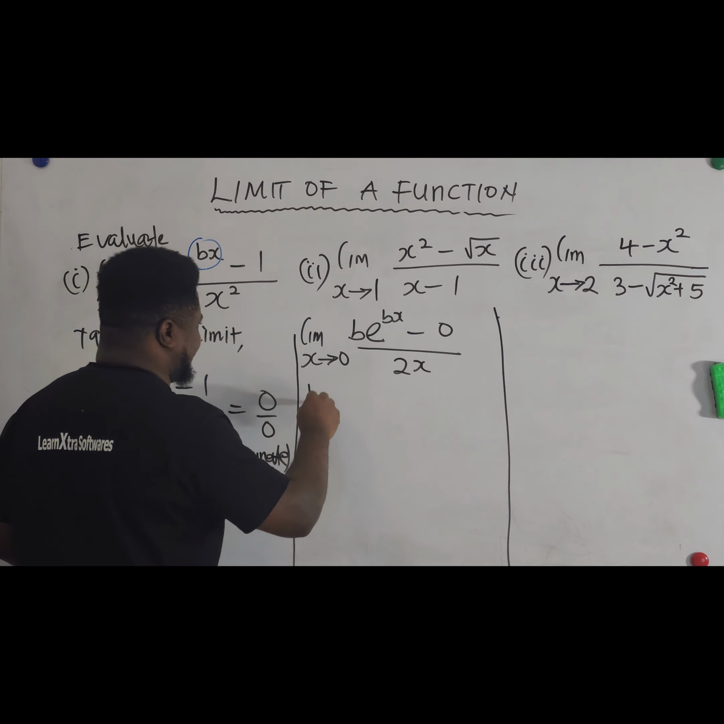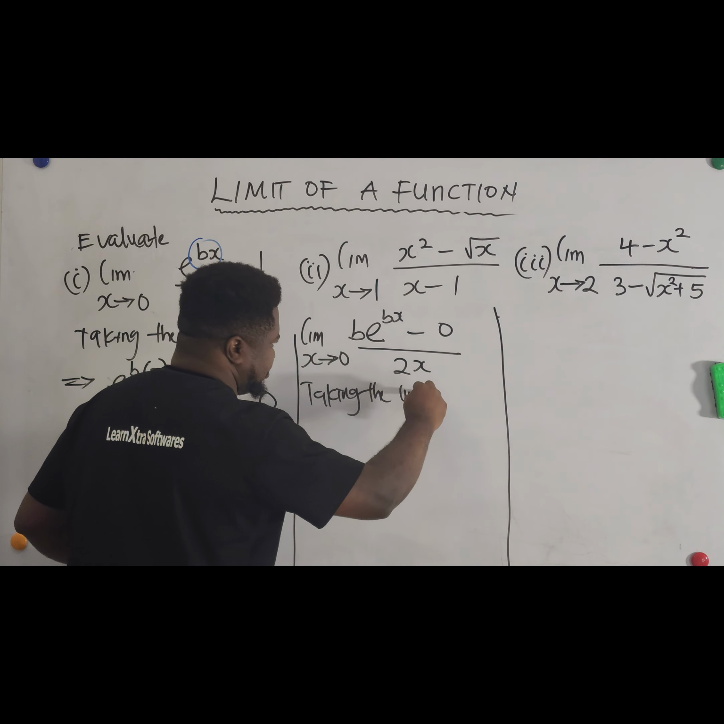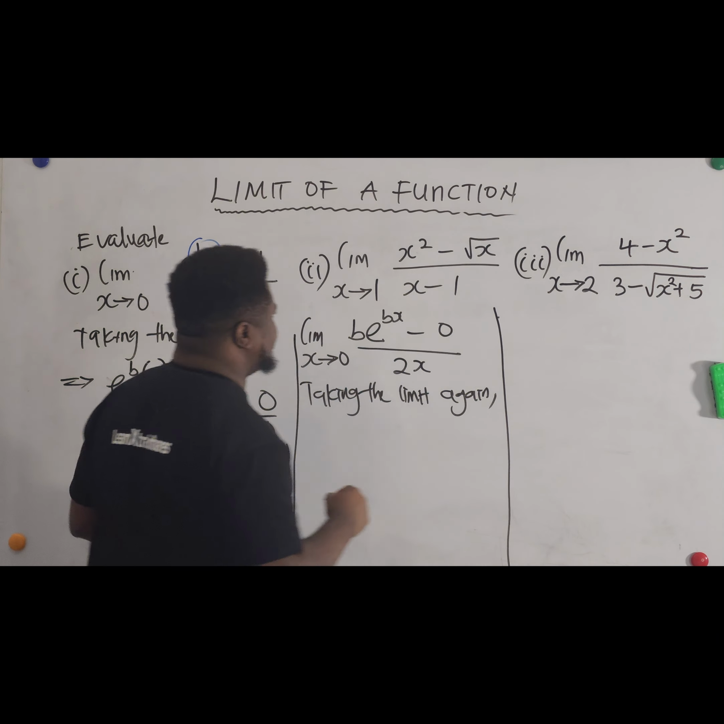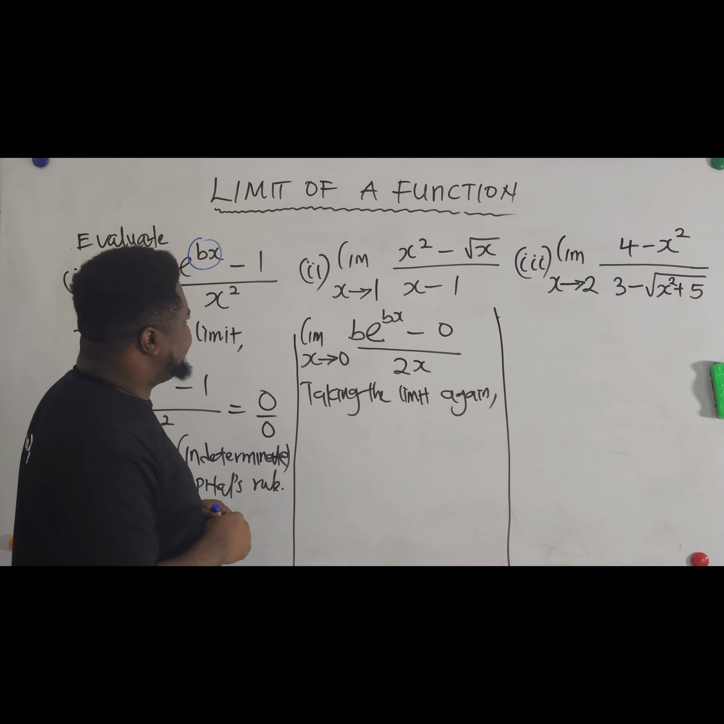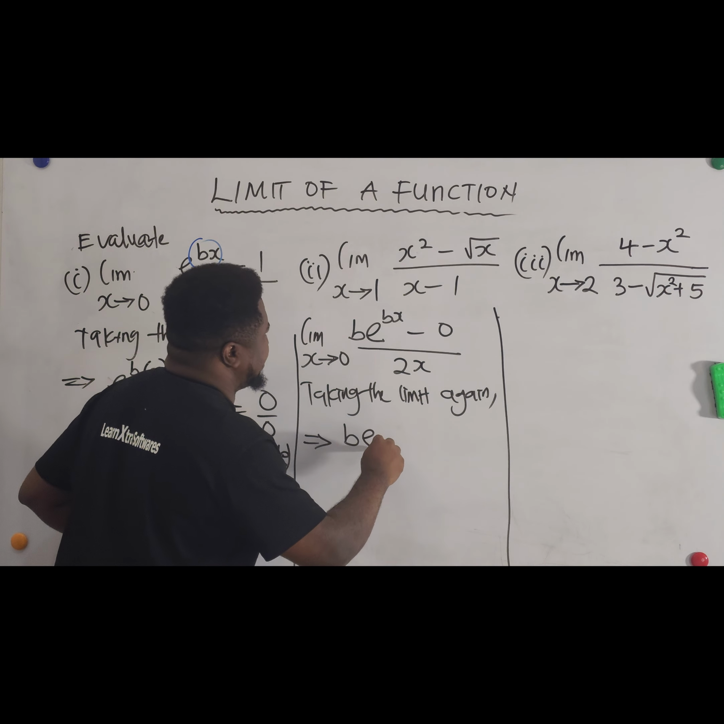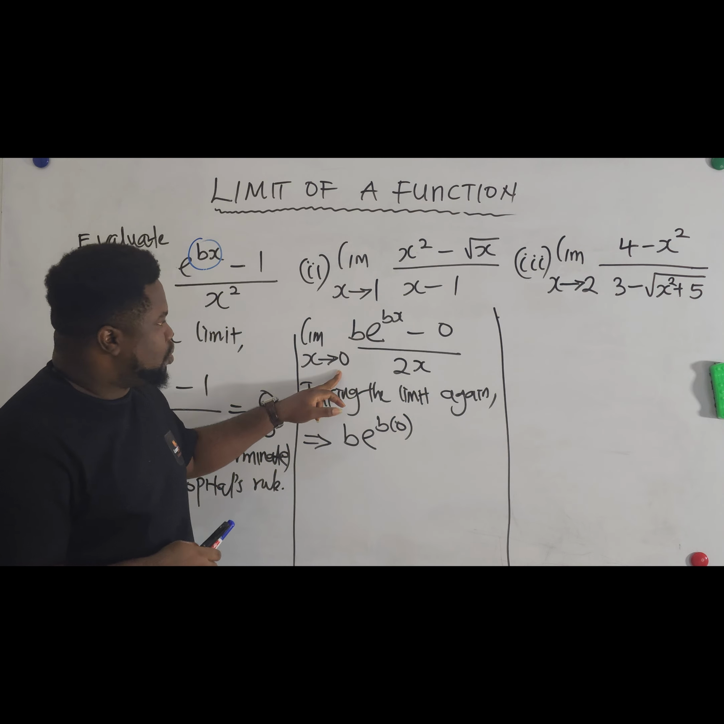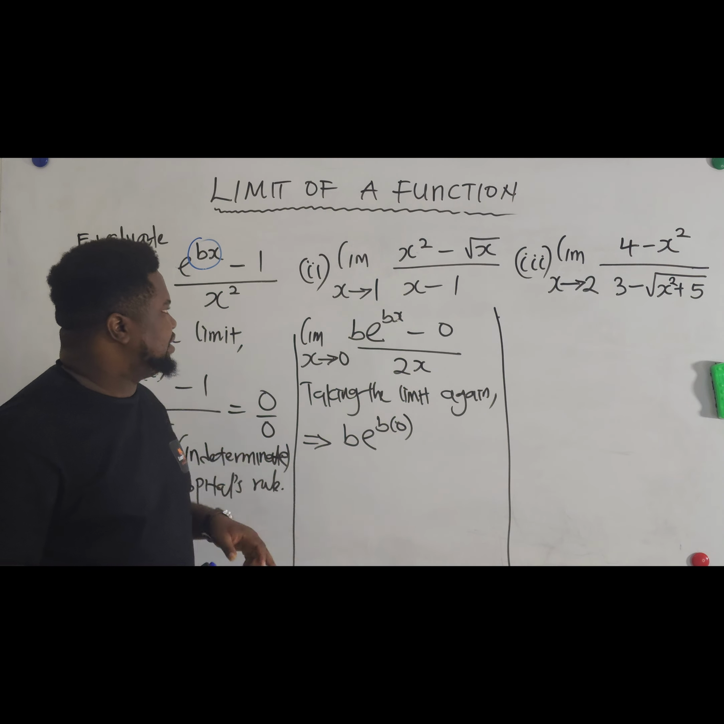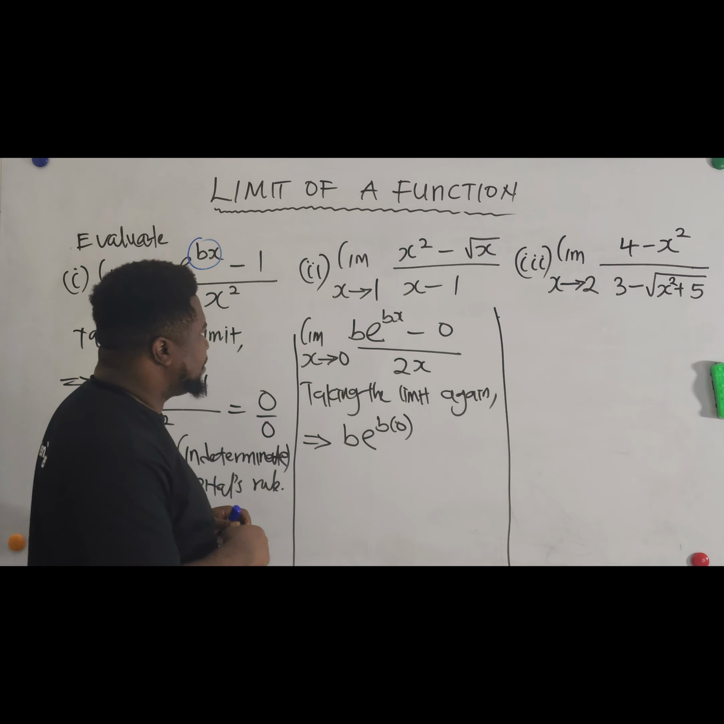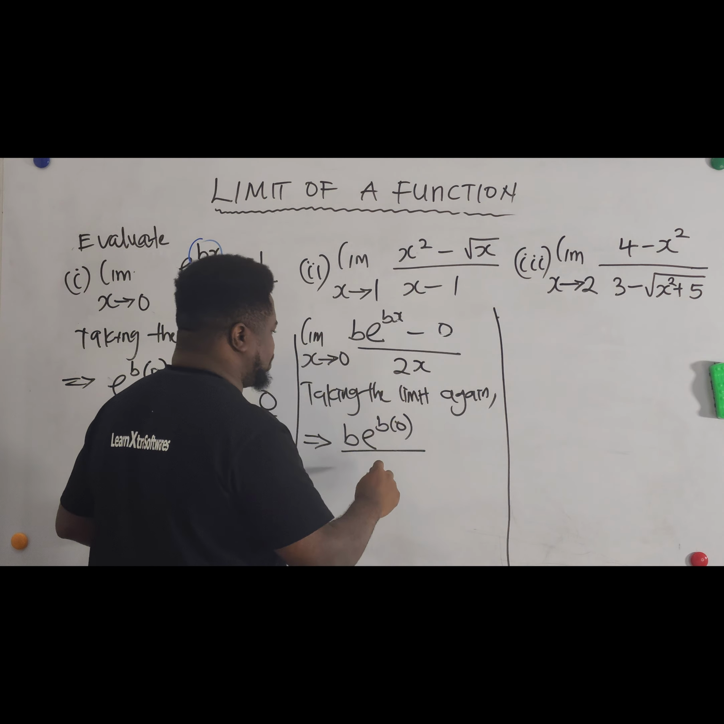So we'll take the limit again. Taking the limits again, what happens? We have b exponential b times 0. We are putting 0 wherever we are seeing x. b is a real number, a constant, so don't leave it like that. All over 2x will give us 2.